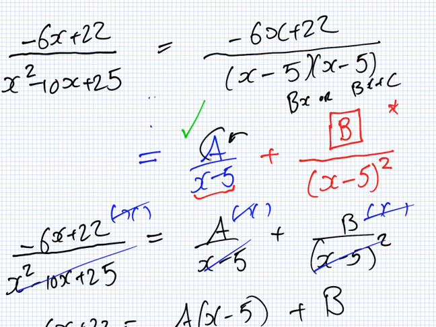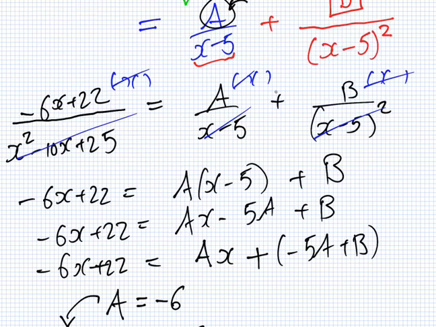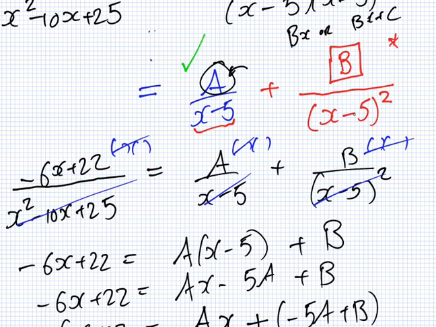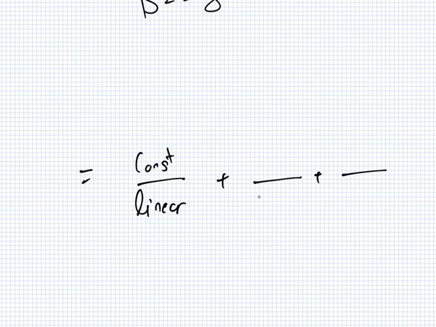It's not always just a number. It could be something more complicated. So I'll give you a very, very simple rule. When you split these up into your pieces, if this is a linear, then this should be a constant. And in this example, if this is a quadratic, then this on the top should be a linear.